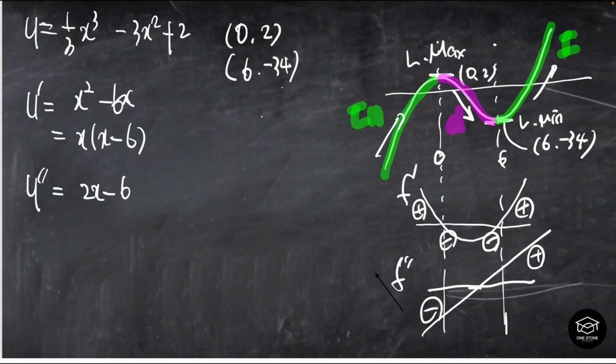Finally, we can ask, if the decreasing interval is written as a less than x less than b, with b greater than a, what is the maximum possible value of b minus a? In this case, the decreasing interval is from 0 to 6. So a equals 0 and b equals 6. The difference b minus a is 6.